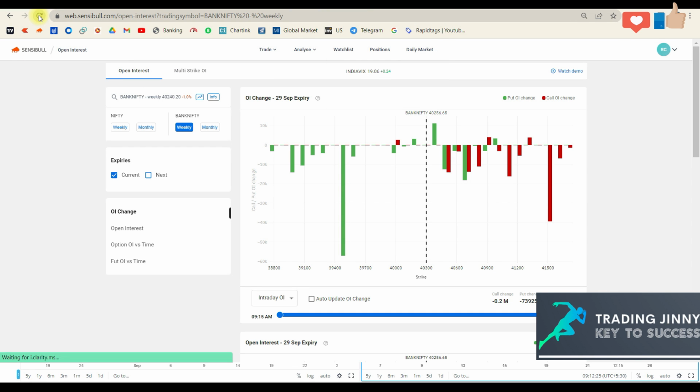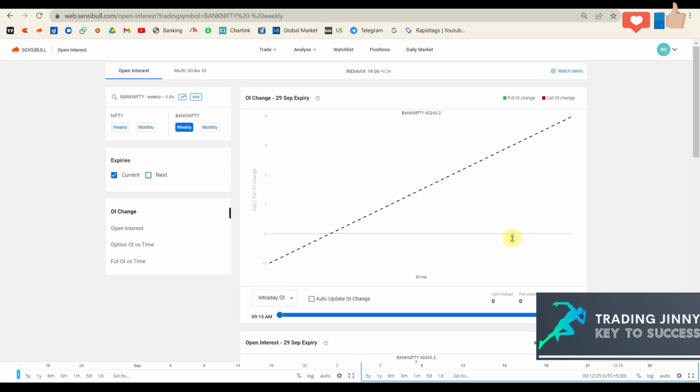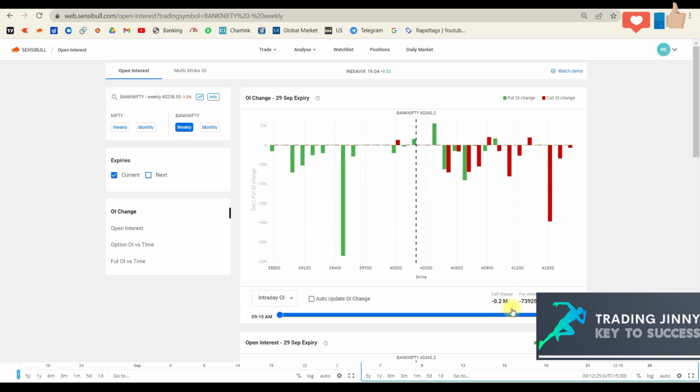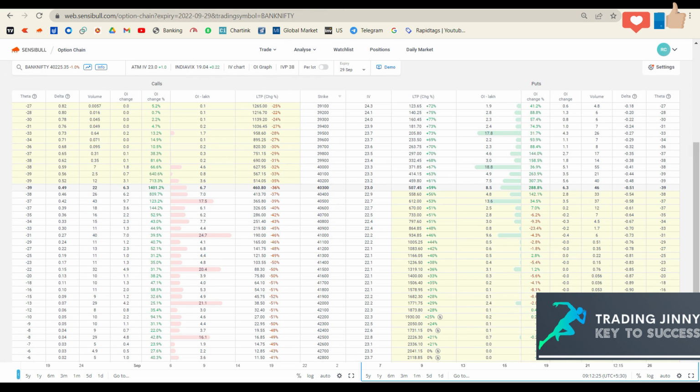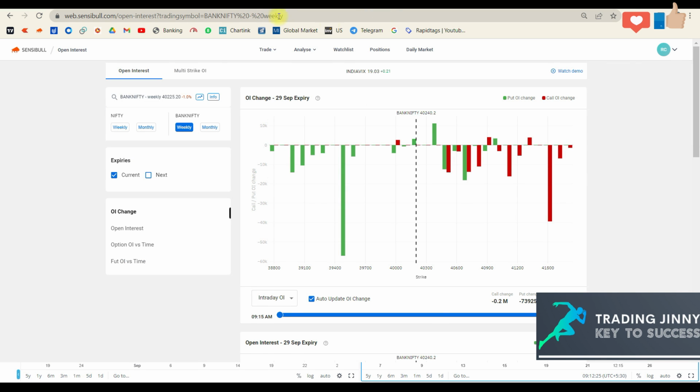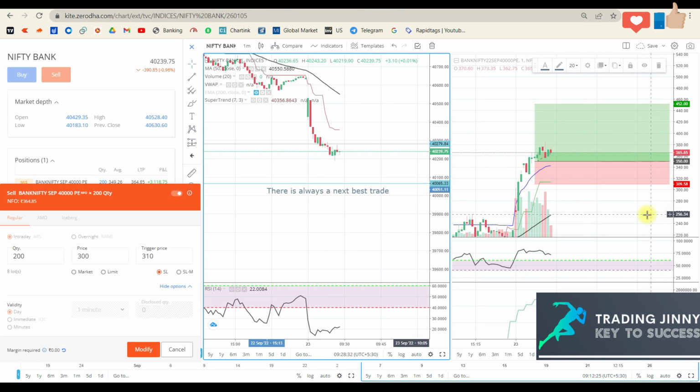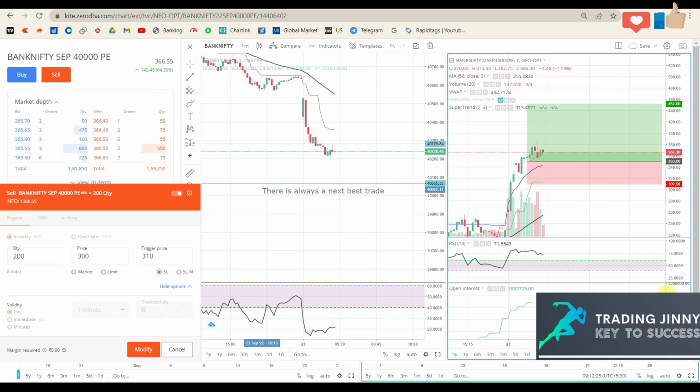The OI seems pretty skewed to me. I don't see this to be true. There is something wrong. 40,300 big calls, and put is also here. Don't know what is happening. Let's just wait. Let's see what is happening.